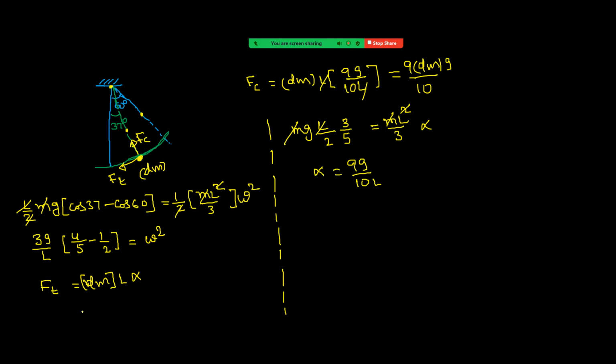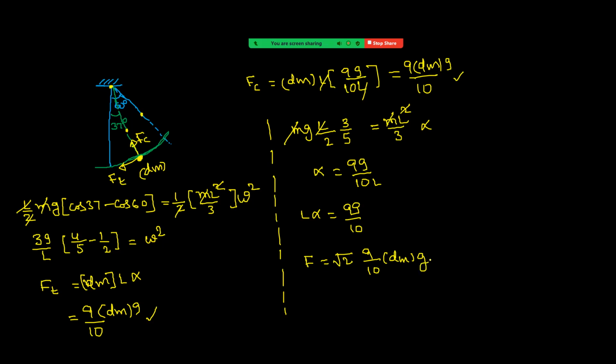Okay. That means now tangential force is, if you take L alpha, I'm taking L here. So L alpha, that is equal to 9g by 10. That means this is again same as the centripetal force, 9 dm g by 10. So tangential force and centripetal force, both values are same, and the angle between these two is now 90. The force by the rod on the particle is the resultant of these two, that is now root 2 into 9 by 10 dm into g.